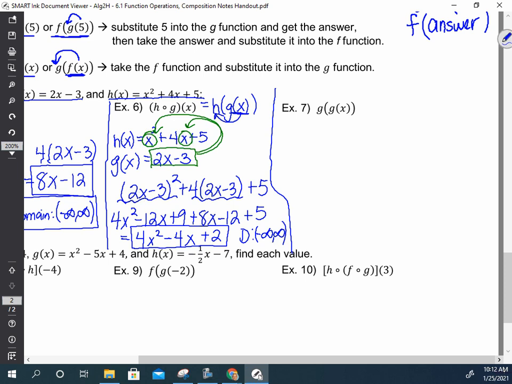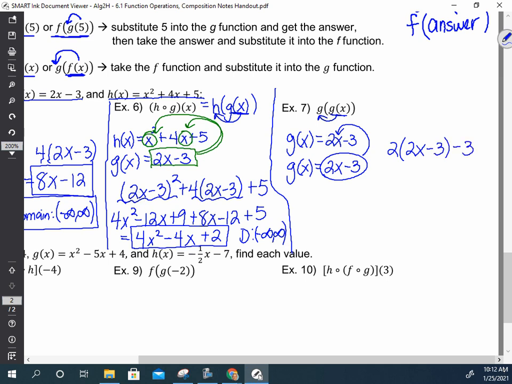Problem 7, you have g of g of x. So that means you take the g function, plug it into itself. There's no rule that says you can't take a function and plug it into itself. So the g function was 2x minus 3. You're going to take the g function and plug it into itself. Might be weird, but there's no rule that says you can't do it. And you simplify it. Still no fraction, so your domain is all real numbers.